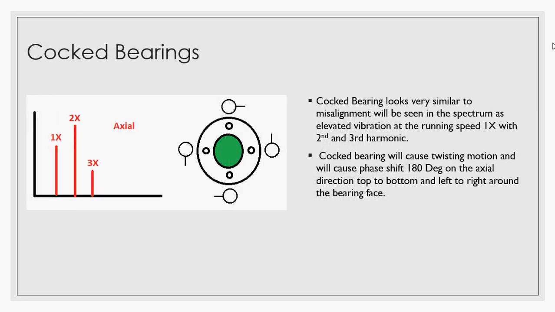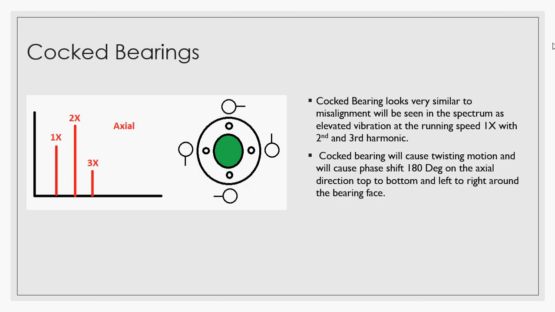The last thing is the cocked bearing. A cocked bearing is very similar to misalignment. You can see 1x, 2x, and 3x, and you can distinguish between the cocked bearing and the misalignment. When misalignment happens, you should see it on both the drive and the driven machine. If you measure the vibration on the drive machine, which is the motor, at the drive end bearing, and on the driven machine, which is the fan, pump or gearbox, at its drive end bearing, you should see the misalignment pattern at both of them.